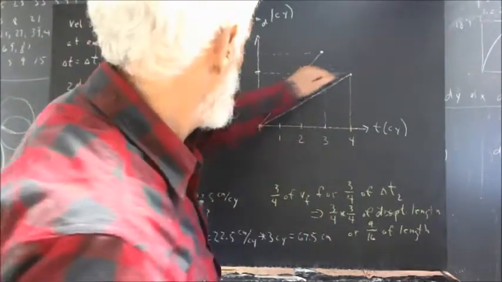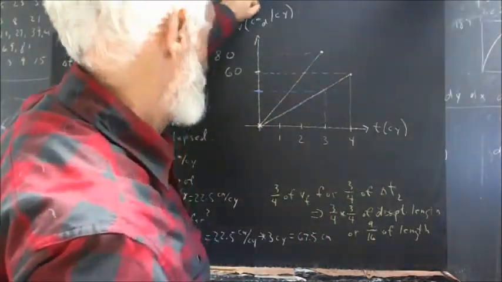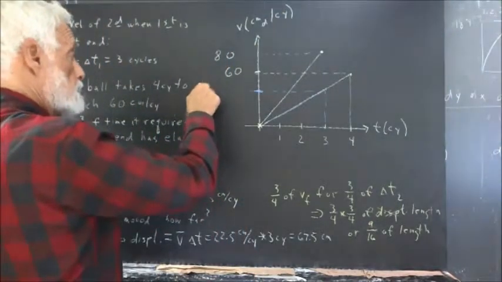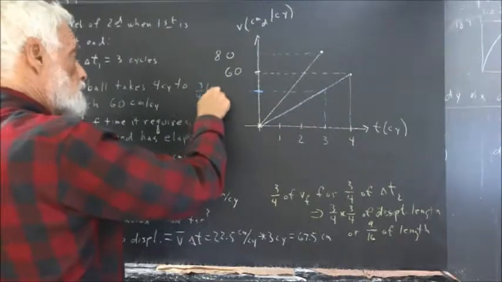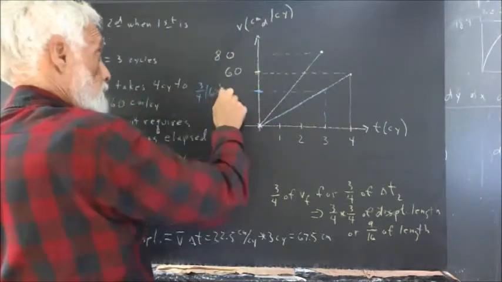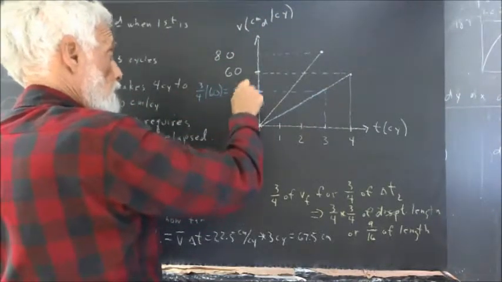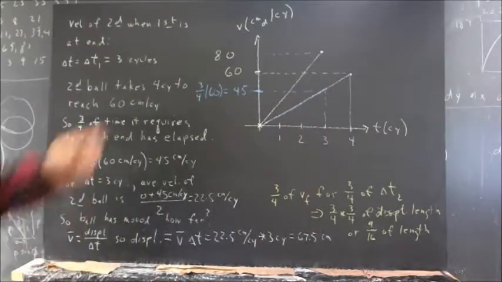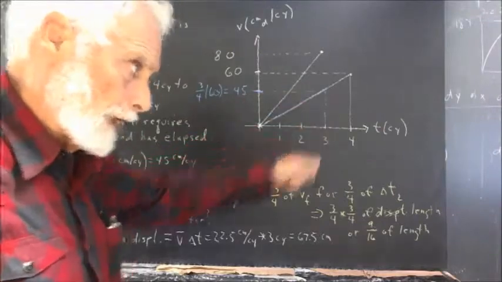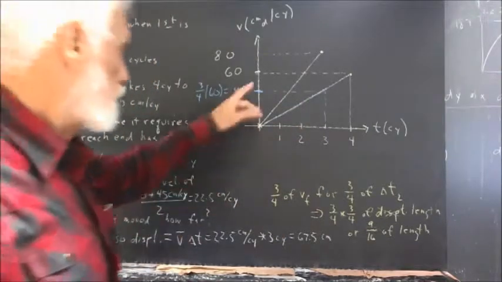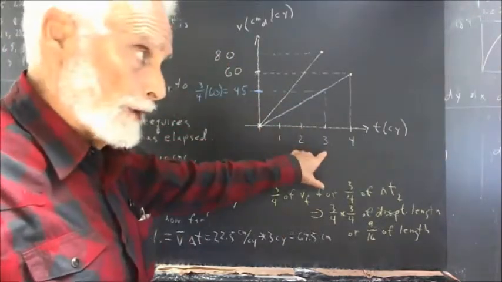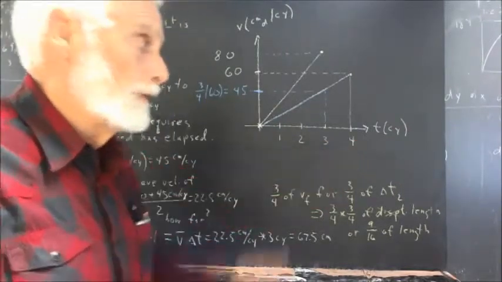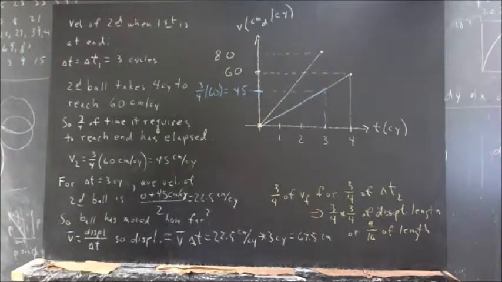Now, this side here is 60 centimeters d per cycle, so this side here has to be 3/4 of 60 centimeters d per cycle, which is 45 centimeters d per cycle. So just another way of visualizing and understanding that when the first ball reaches the end of the ramp after 3 cycles, the second ball will be at 3/4 of its final velocity.